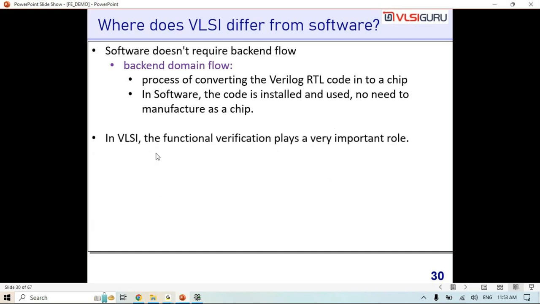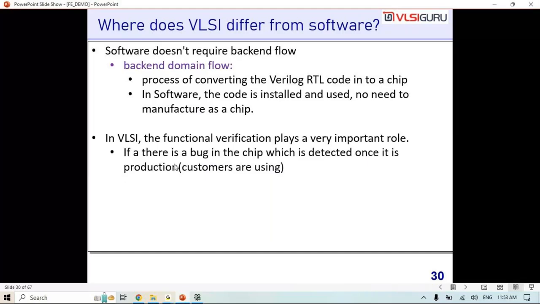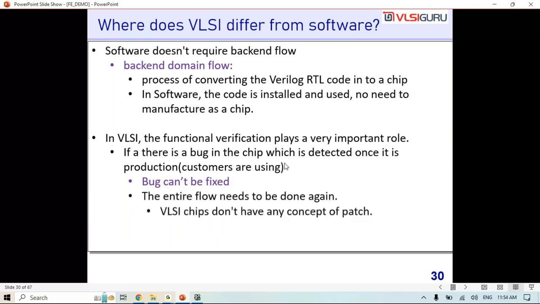In VLSI, functional verification plays a very important role. If there is a bug in a chip which is detected once it is in production, the bug cannot be fixed. Let's say once this phone is manufactured, there is a hardware issue inside the phone. I cannot do anything about this phone. I have to redo the entire phone design again from scratch. Whereas in software, VLSI chips don't have a concept of patch.